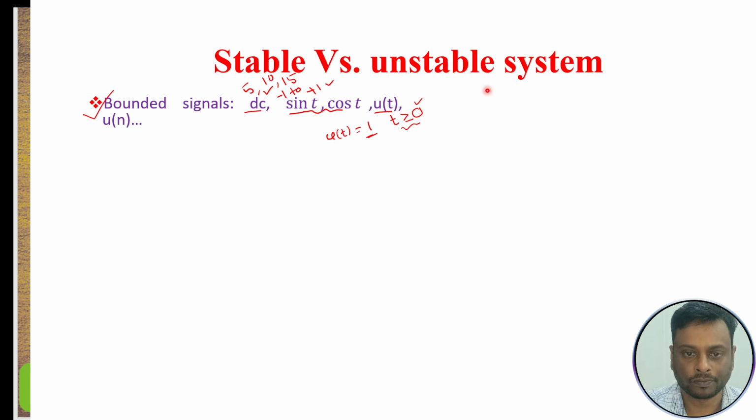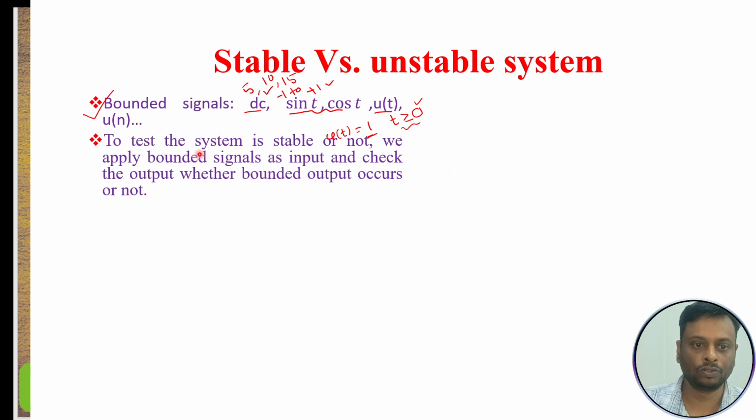So to test whether the system is stable or not, we first apply the bounded signals as the input and check whether the output is bounded or not. If the output is bounded for the bounded input signal, then the system is stable. If it produces an unbounded output, the system is unstable.